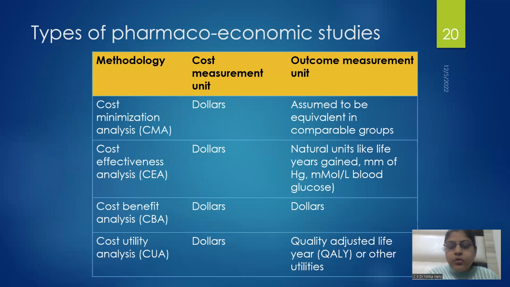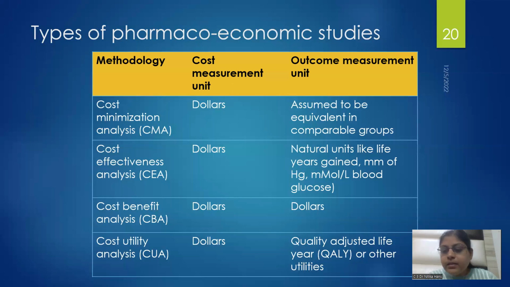The types of pharmacoeconomic studies can be divided into four types basically. These are cost minimization analysis, cost effectiveness analysis, cost benefit analysis, and cost utility analysis. In this methodology, two units are seen: the cost measurement unit and the outcome measurement unit. In cost minimization analysis, the cost measurement unit is in dollars, that is, in monetary terms. And the outcome measurement unit in cost minimization analysis is equivalent. In the two groups, the outcome will be equivalent.